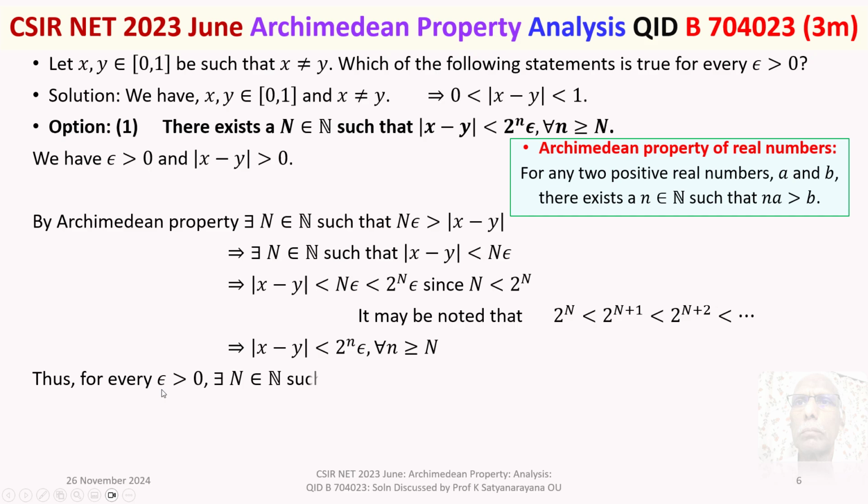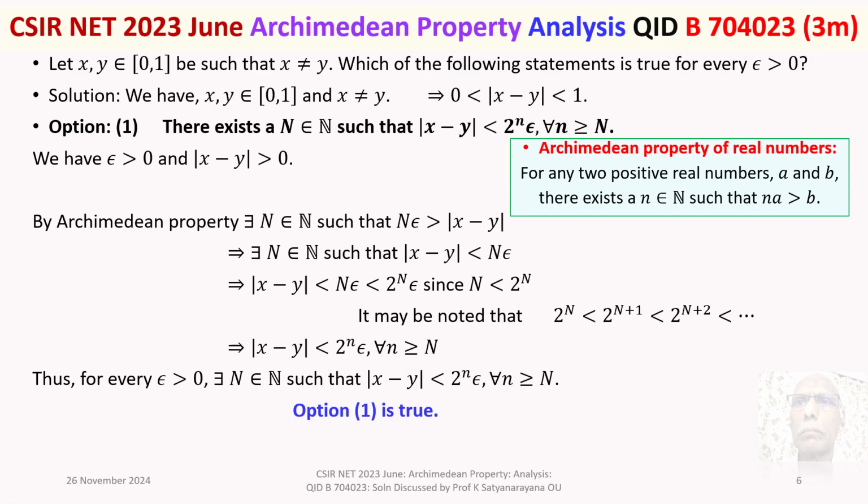Thus, for every epsilon greater than 0, there exists a natural number capital N such that mod of x minus y is less than 2 power n into epsilon for all small n greater than or equal to capital N. Right. We have obtained option 1. Thus, option 1 is true.